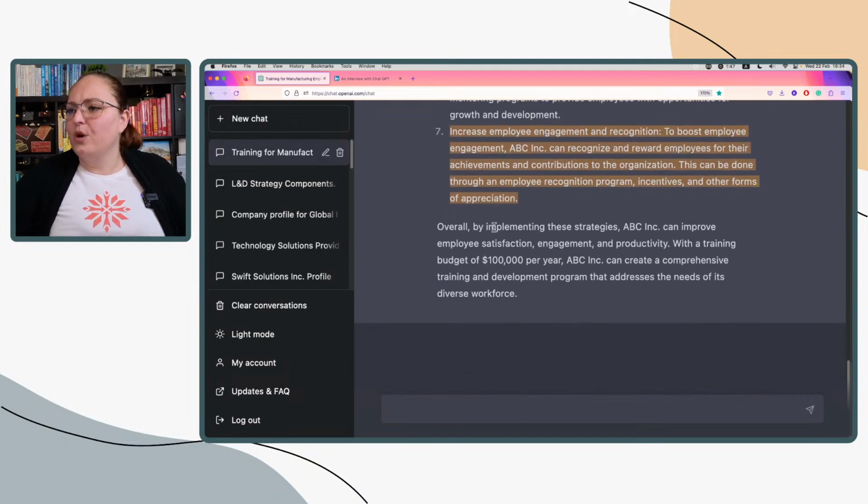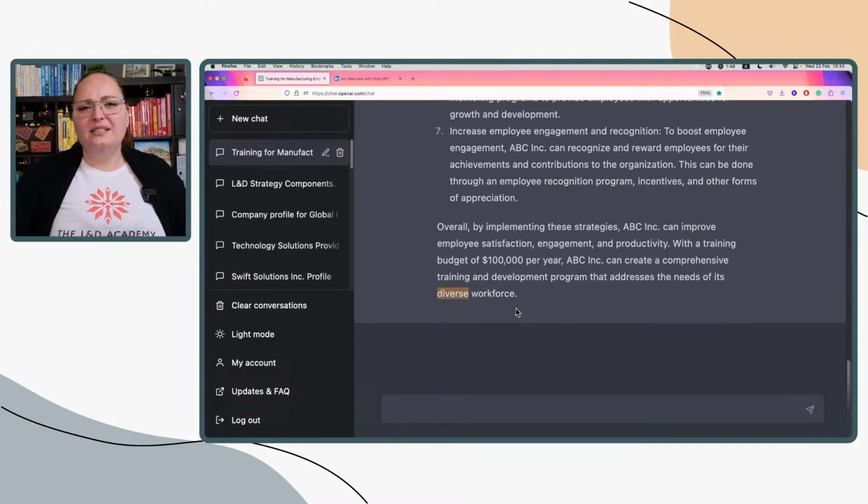Oh, there's one more. Overall, by implementing these strategies, ABC can improve employee satisfaction, engagement, and productivity. With a training budget of $100,000 per year, ABC can create a comprehensive training and development program that addresses the needs of its diverse workforce. I don't know where it got diverse workforce. I guess based on age. Interesting. Maybe it's just one of those buzzwords that it has seen on the internet. Again, your guess is as good as mine.